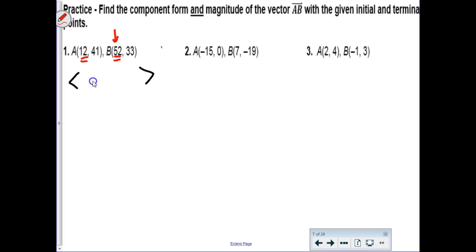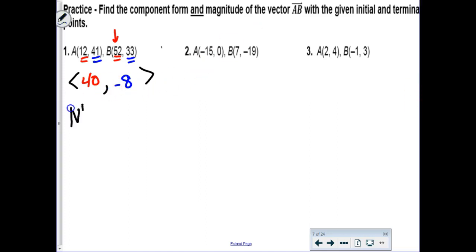So, 52 minus 12 is, what, 40? And then, same order, 33 minus 41 is negative 8. That's really scary that I can't subtract. Is it negative 8? Okay, yes. All right, so there's your vector in component form.